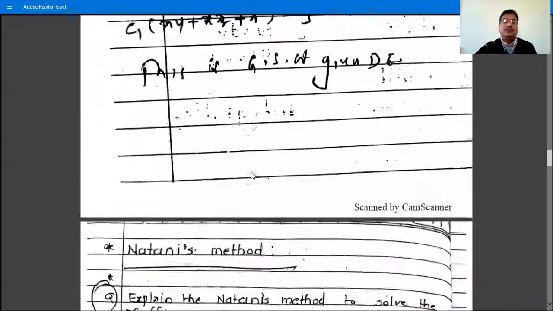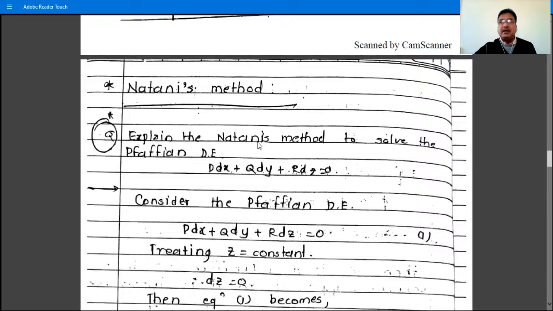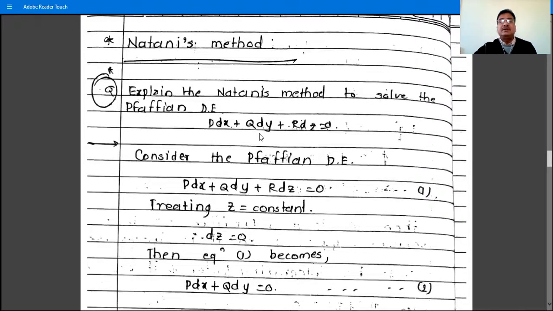So the next topic is again Natani's method. This topic is also useful to obtain the solution of any Pfaffian differential equation. So this is, I think, the fourth method. The first method is what? Variable separable. Then one variable separable, the second method. And the third method is what? Homogeneous Pfaffian differential equation. And this is the fourth method, Natani's method, to solve the Pfaffian differential equation. We will discuss this method in the next lecture.